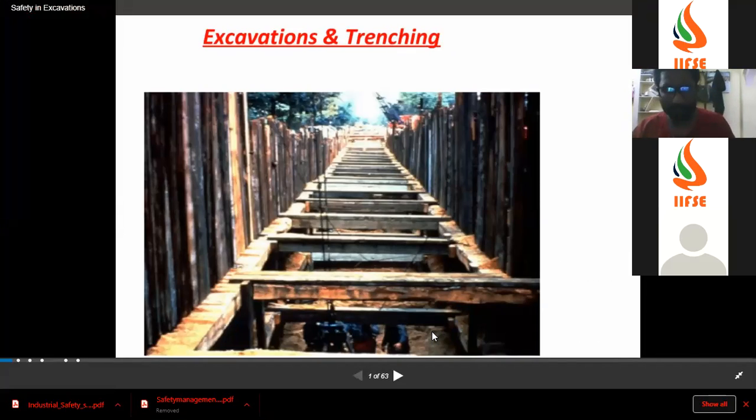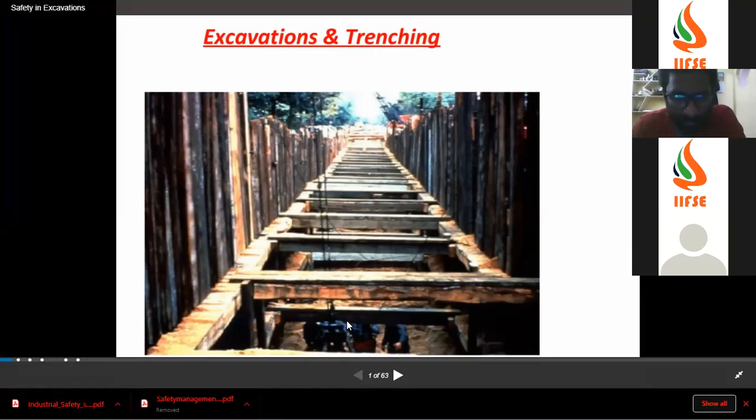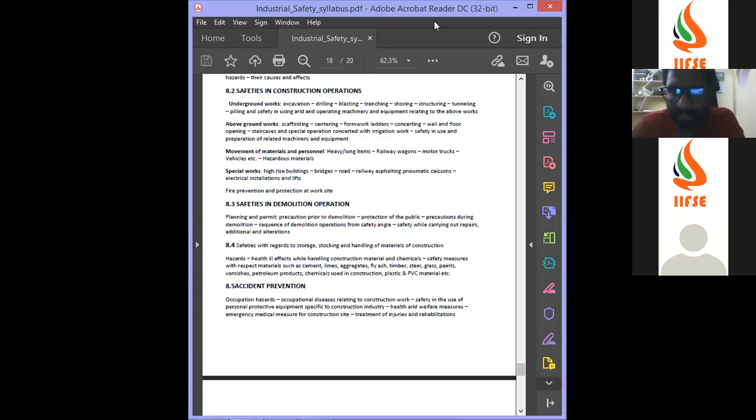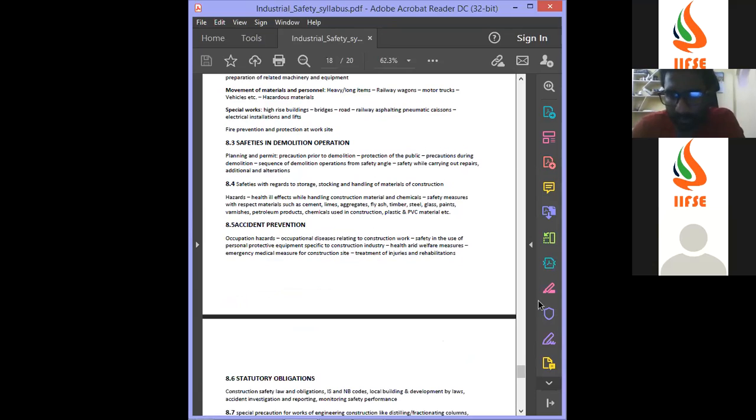So here we are going. Today we are going to discuss about construction safety. And see, before going into the construction safety, I would like to show you the syllabus. The syllabus map. Is the syllabus paper visible? You can see the syllabus paper, right? Everyone? Yes, sir. It is visible.